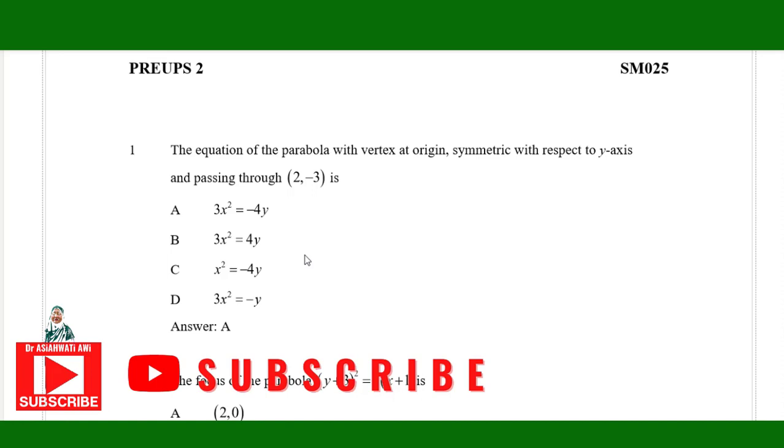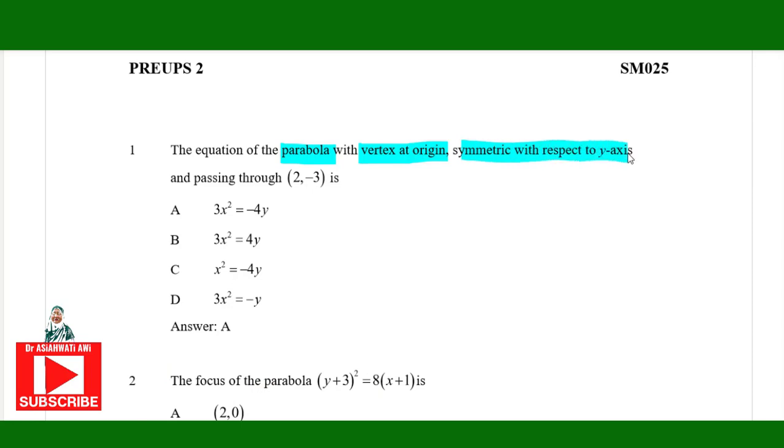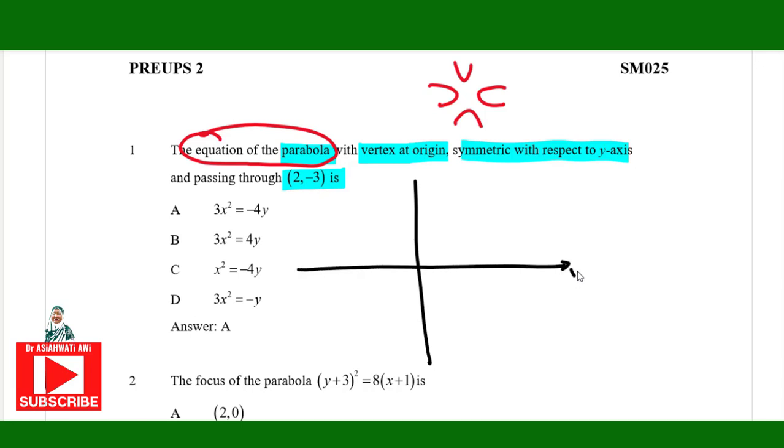Okay, for pre-UPS2, let's discuss number 1: find the equation of the parabola with vertex at the origin, symmetry with respect to the y-axis, and passing through the point (2, -3). The parabola may open right, left, up, or down. Let's sketch a graph with all the info.